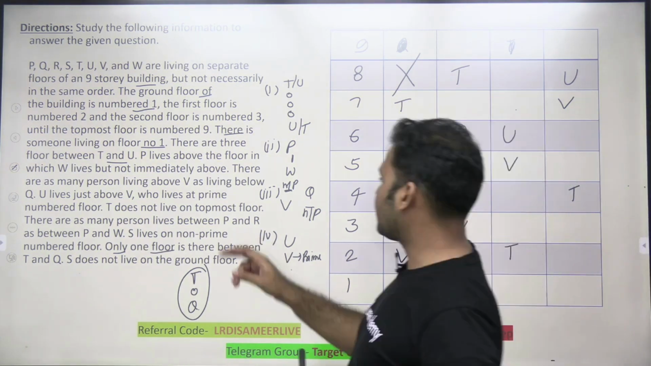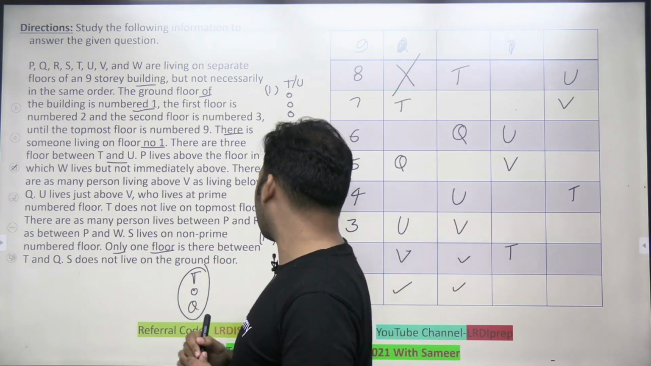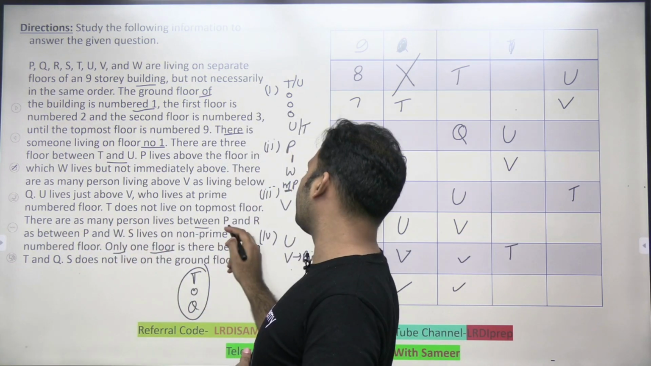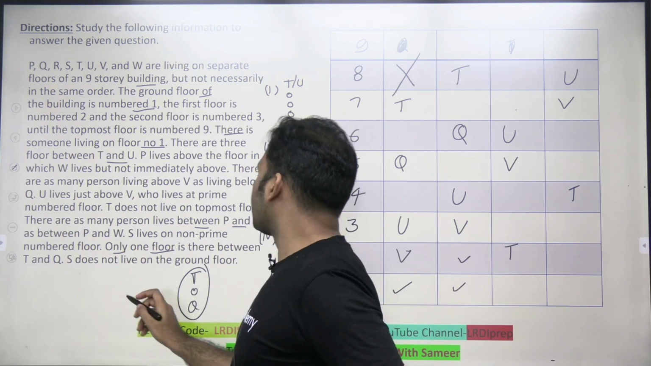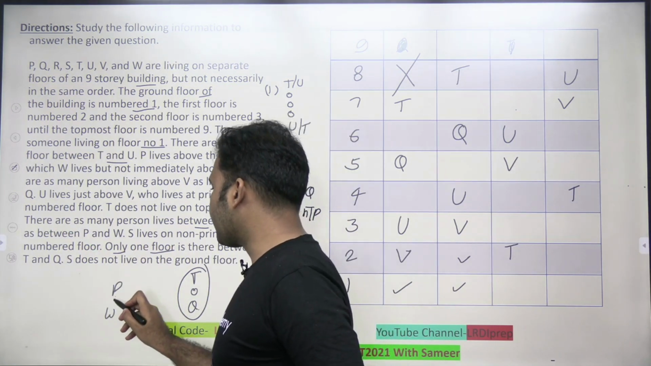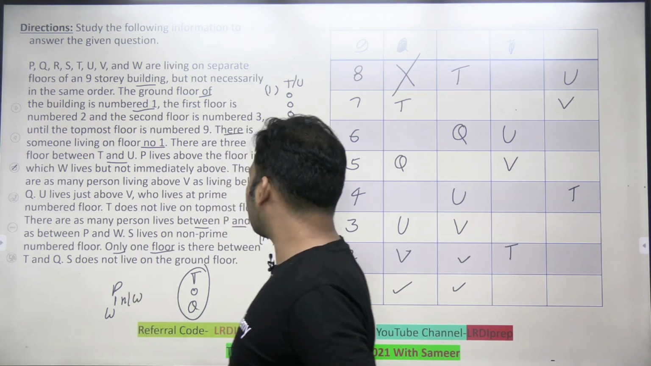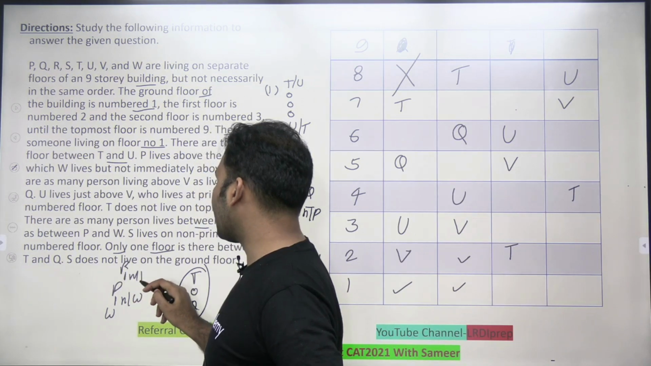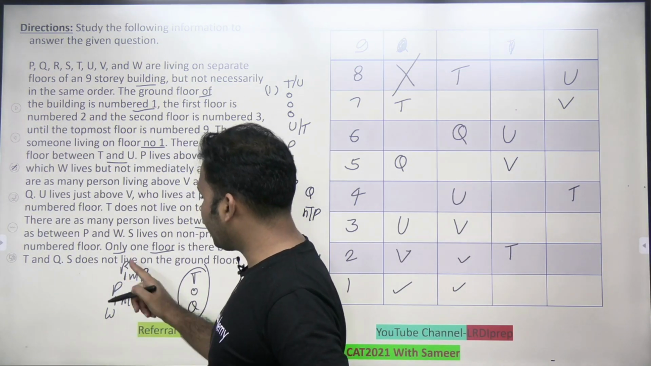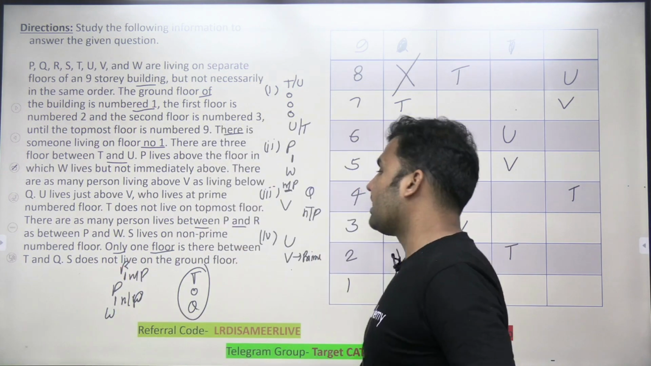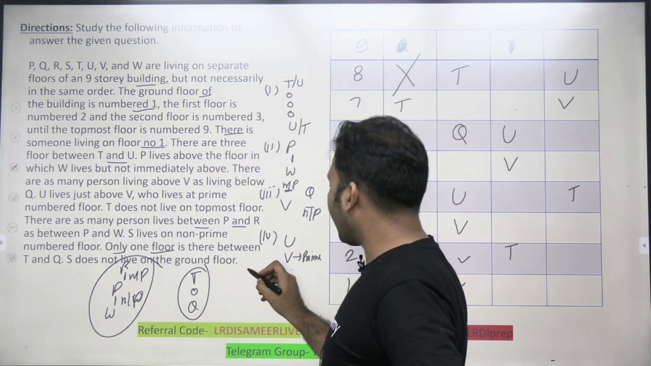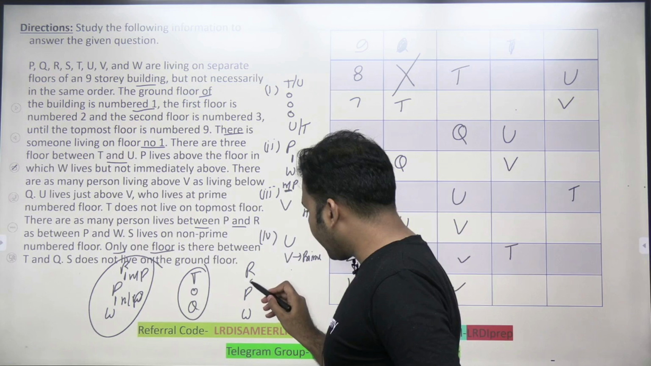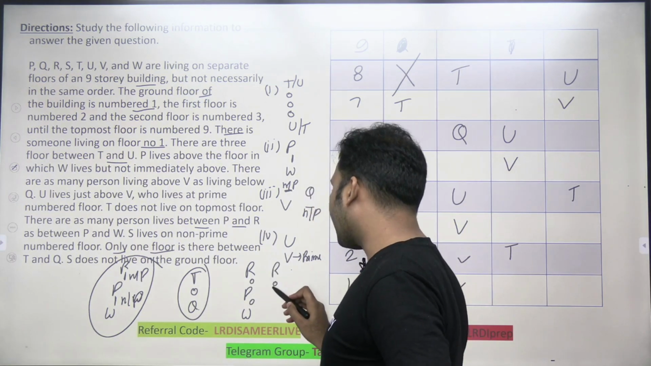Then if you look at the next case here, that P and R, as many persons live between P and R as between P and W. So we know that P is living above W, so the number of persons between P and W is the same as the number of persons between P and R, so R will definitely be above P, right? So the number of persons between P and W and the number of persons between R and P has to be the same. And this can only be possible when you have R, P, and W positioned in such a way that there is a gap of at least 1 floor, or there can be a gap of 2 floors.